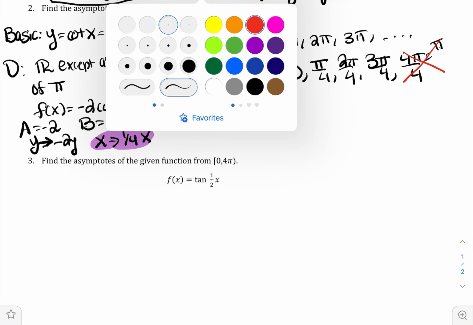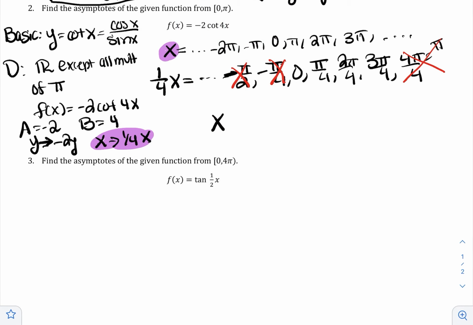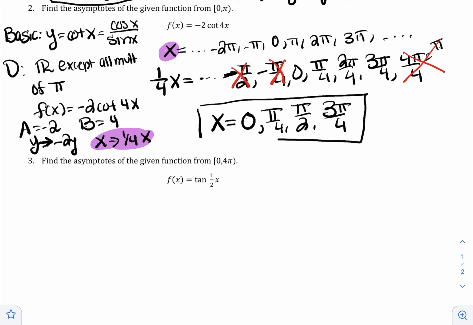So my only vertical asymptotes in my interval, don't forget to write them as x equals, are 0, pi over 4, and now I'm going to reduce, pi over 2 and 3 pi over 4. And there they are. Let's do one more for good measure.